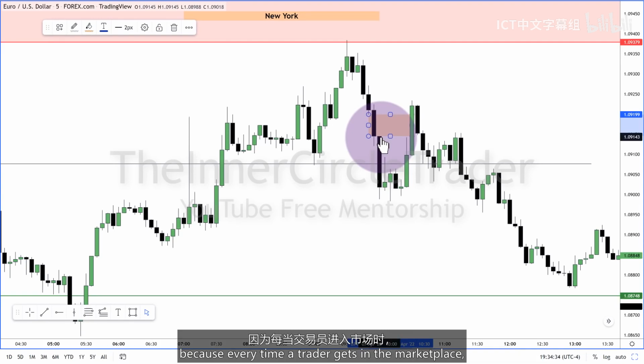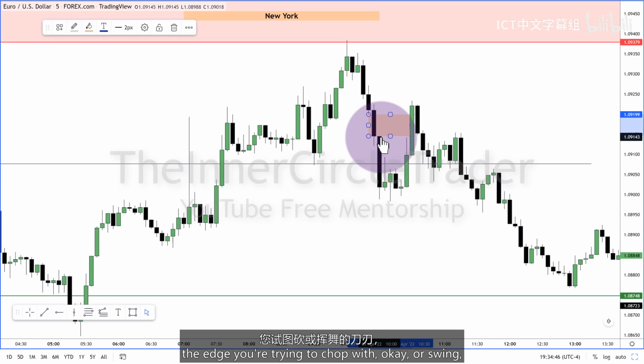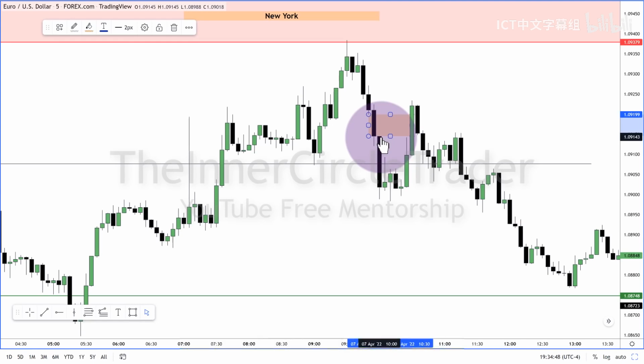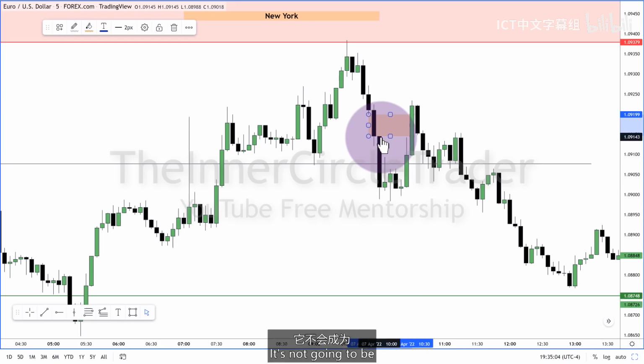Because every time a trader gets in the marketplace, their expectations are, how can I make the most? And they don't necessarily think about the other side of that sword, because if the edge you're trying to chop with, or swing, makes contact with your target, then yes, you are profitable. But if it comes back and hits you in the head, you're burying that axe right in your skull. So that leverage is going to be counterproductive to you. It's going to hurt you at that point. It's not going to be beneficial to you. It's going to harm you.